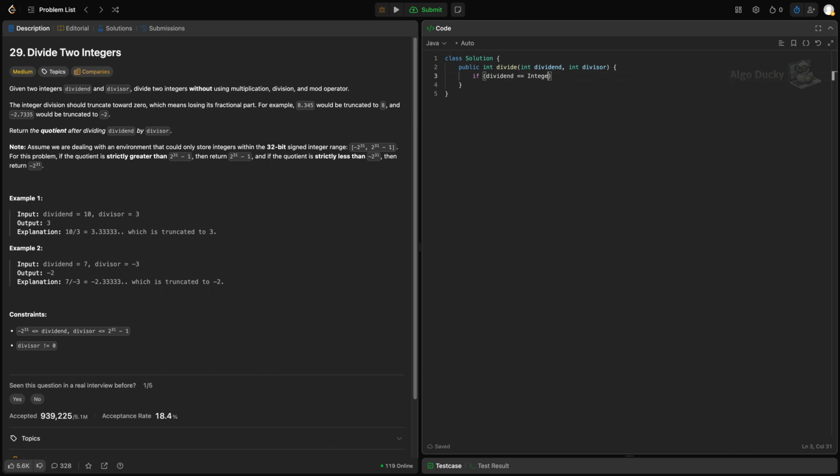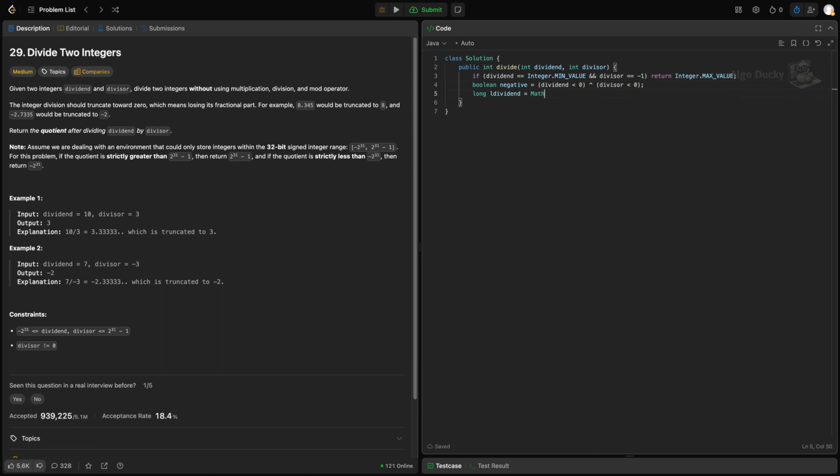First up, edge case alert. Dividing the smallest 32-bit integer by -1 would overflow. So we catch that right away and return the max 32-bit integer. Now let's figure out the sign. We use XOR to check if one, and only one, of the inputs is negative. If that's true, the result should be negative.